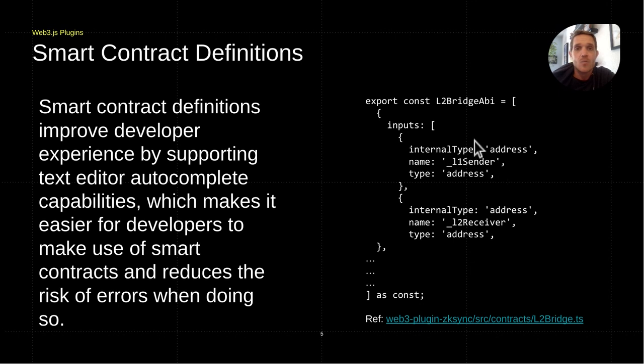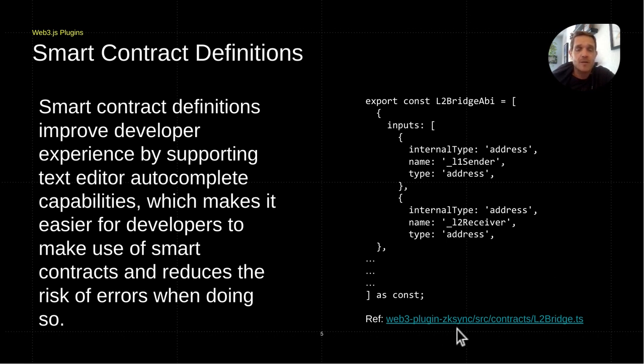As you see here, we have our smart contract ABI. One thing I want to point out is that we're exporting it as const, and that's important because that allows the text editor or IDE, integrated development environment, to provide autocomplete capabilities. So when a developer wants to make use of that smart contract, it's auto-completed for them in their text editor, which makes it easier not only to develop what they're looking to develop, but also to understand the capabilities that the smart contract exposes, and do all of that in a less error-prone way.